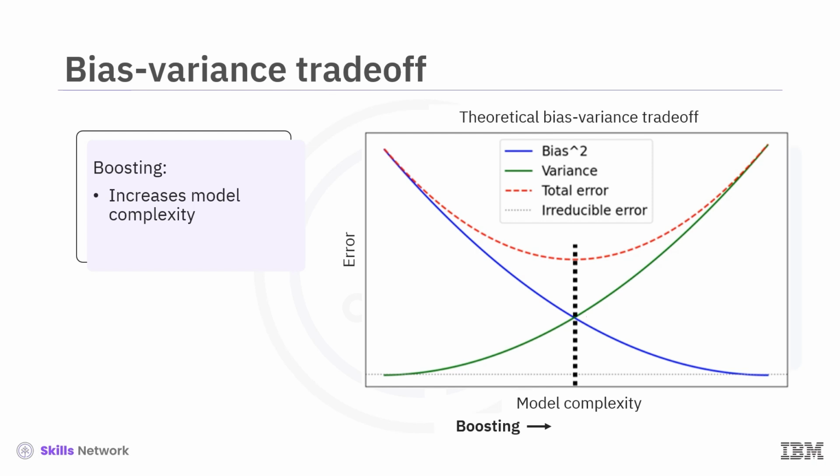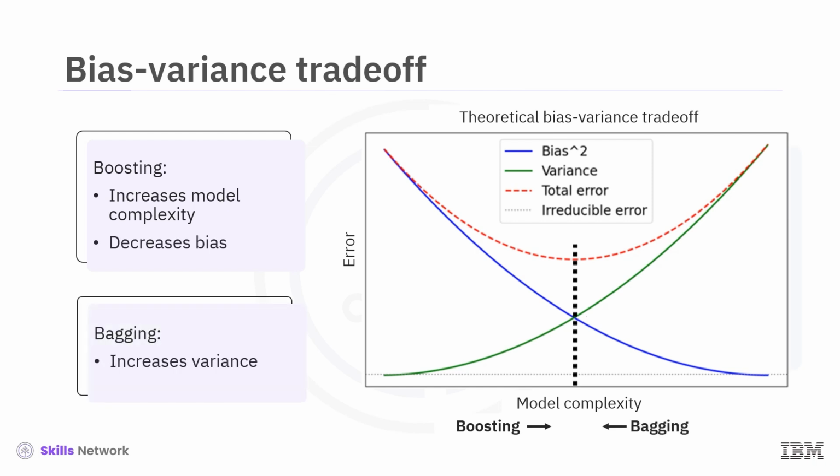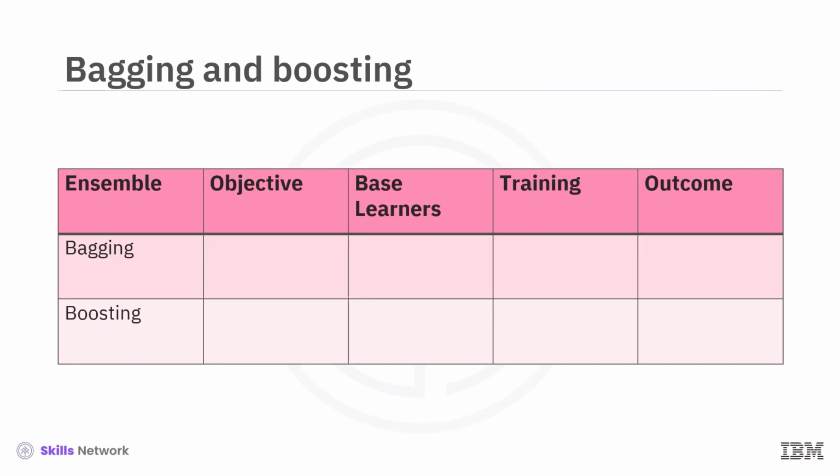Boosting increases model complexity and decreases bias. In contrast, bagging increases variance. This table illustrates how ensemble methods can be used to address common issues in machine learning.